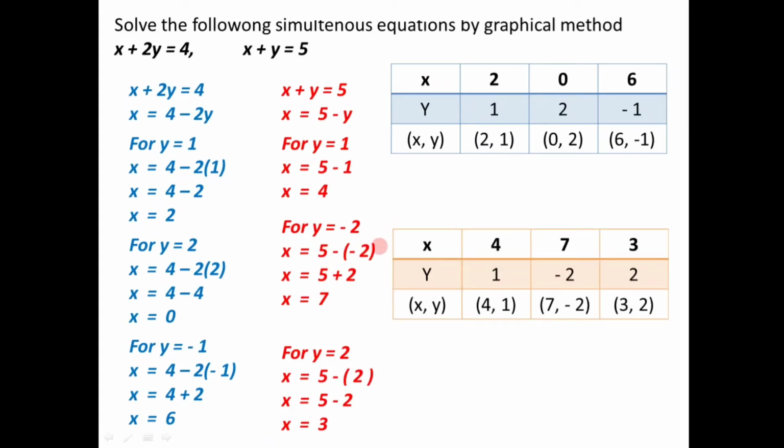For the second coordinate, when y is equal to -2, we get x as 7. That's why the coordinates are (7, -2). And for the third coordinate, when y is equal to 2, at that time x is equal to 3. So the coordinates are (3, 2). So this is the coordinates table for the second equation.